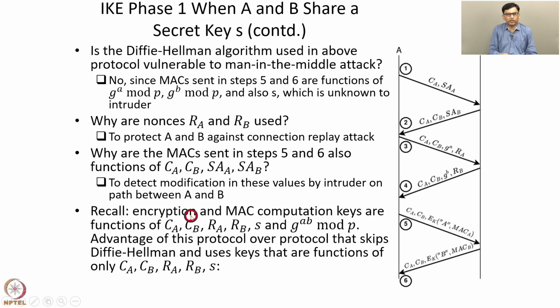Now recall that the encryption and MAC computation keys are functions of CA, CB, RA, RB, S, and g to the power ab mod P. What if we use an alternative, simpler protocol which skips the Diffie-Hellman exchange and uses keys that are functions of only CA, CB, RA, RB, and the long-term key S? The advantage of the protocol with Diffie-Hellman is that it provides forward secrecy, whereas the protocol which skips Diffie-Hellman does not provide forward secrecy.